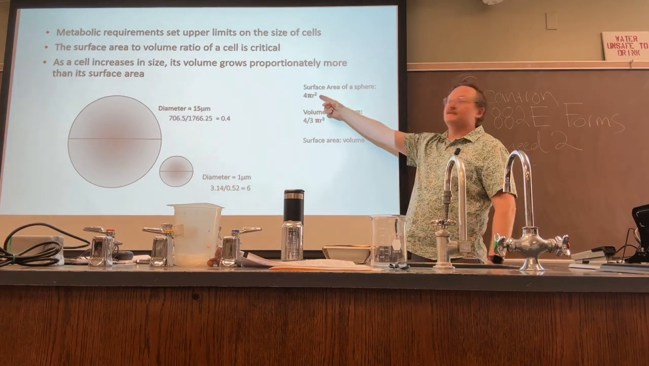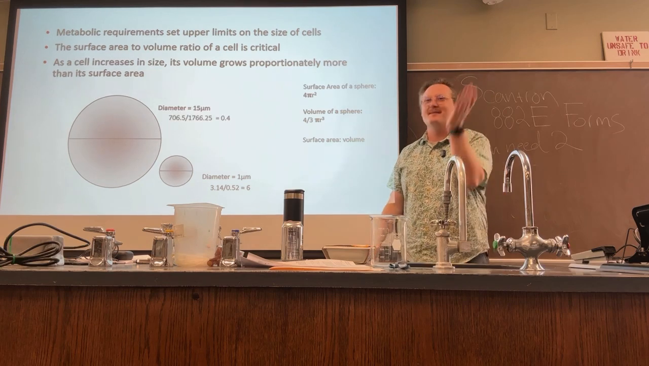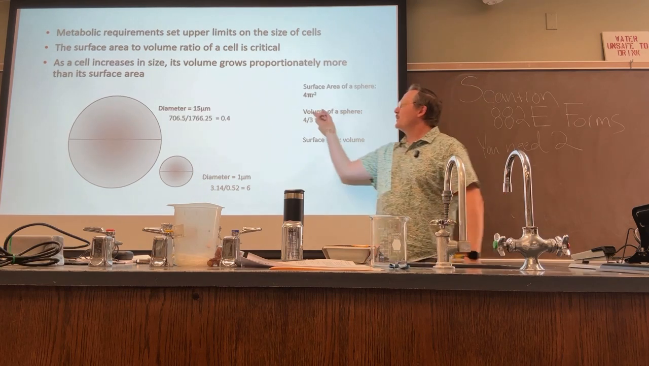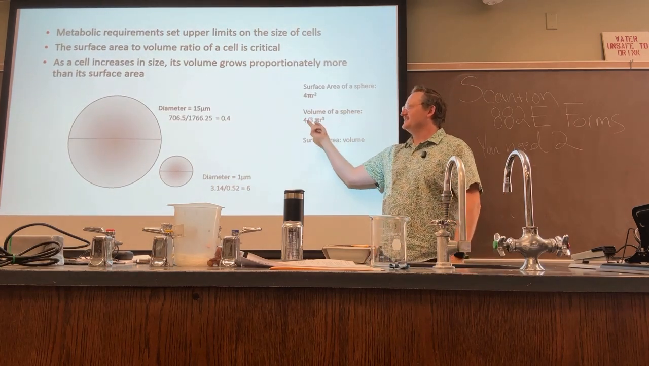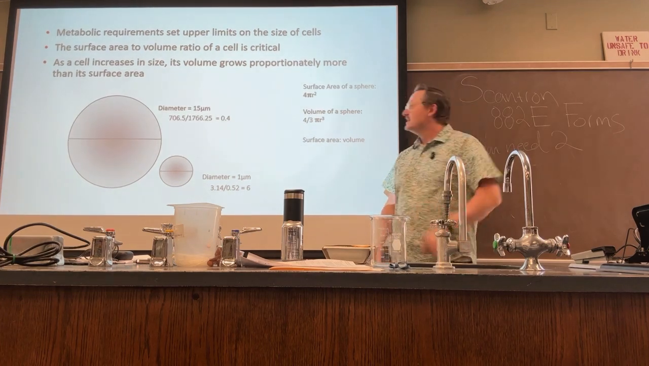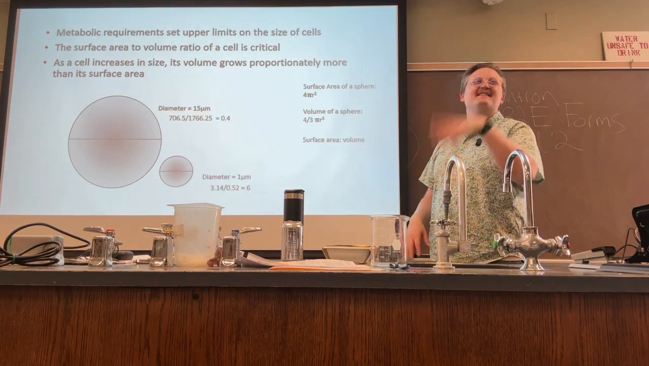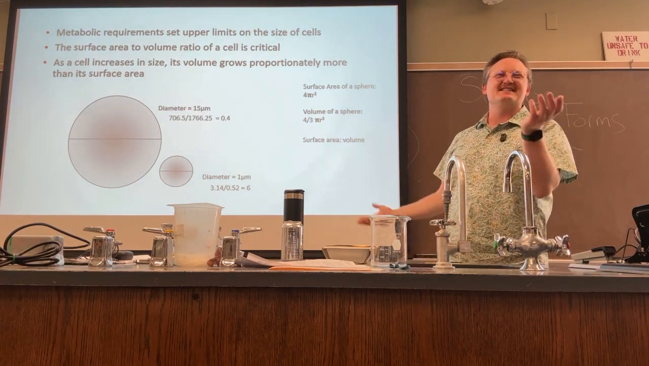Okay? So here's basic geometry. The equation for the surface area of a sphere is 4 times pi r squared. You don't have to memorize that for this class. The equation for the volume of a sphere is 4 over 3 times pi r cubed, right? I could run example math through Excel. I've done that before in semesters, but I don't think it's actually really necessary.